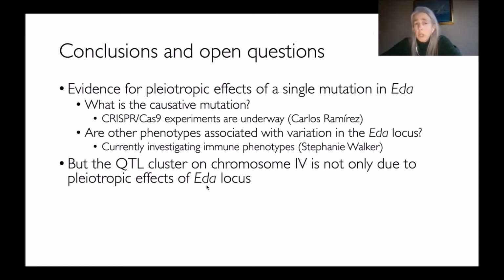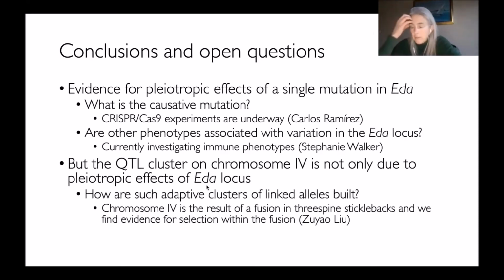Another major conclusion is that this QTL cluster on chromosome 4 that we see is not just due to the pleiotropic effects of EDA. We can't just explain all these 41 phenotypes by EDA. There's clearly linked alleles that are also contributing to freshwater adaptation. And so a question that I've been thinking about for a long time is, how do you build these clusters of linked alleles? How are these clusters built?